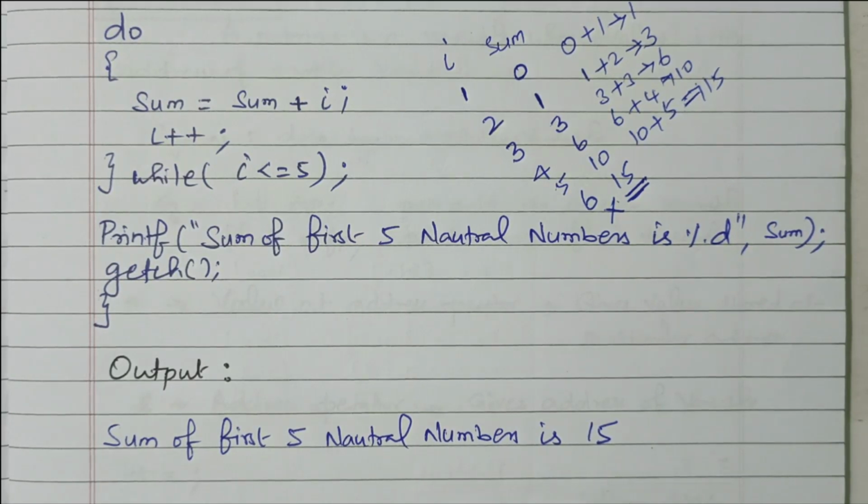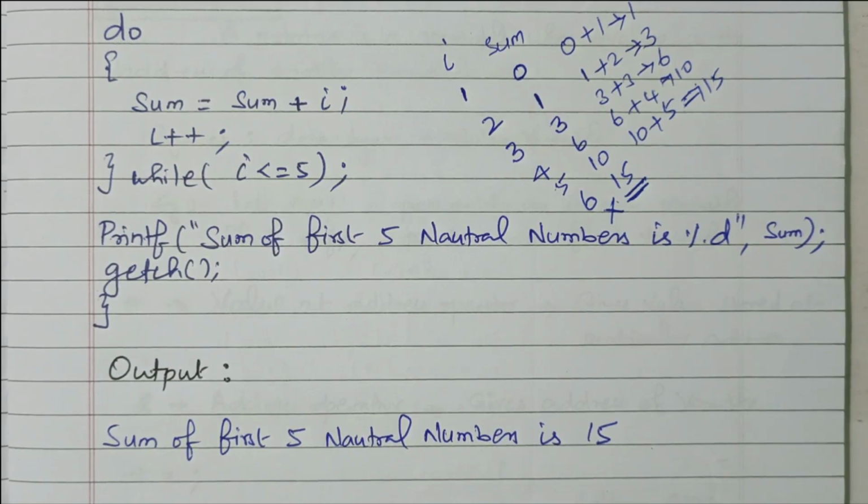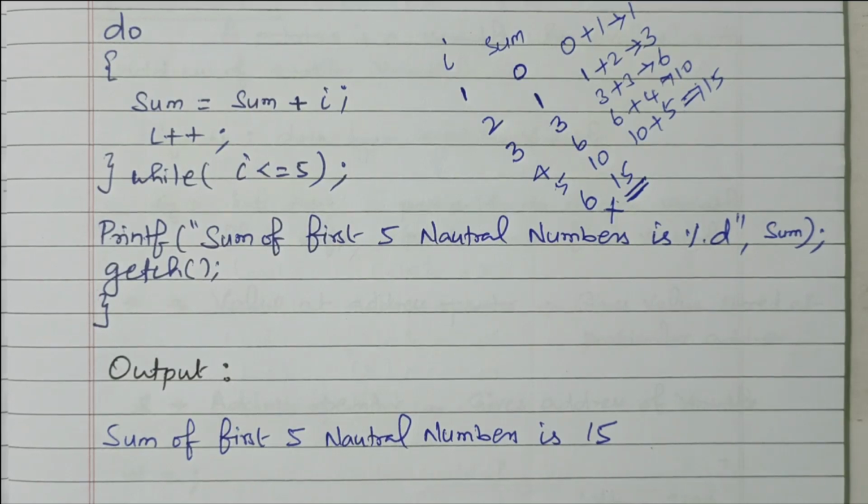So in this video, we discussed what the while statement is, and how it differs from the do while statement. Right? The while statement is entry level checking. The do statement means exit level checking. For both cases, we discussed the sum of first 5 natural numbers using the while loop as well as the do while loop.